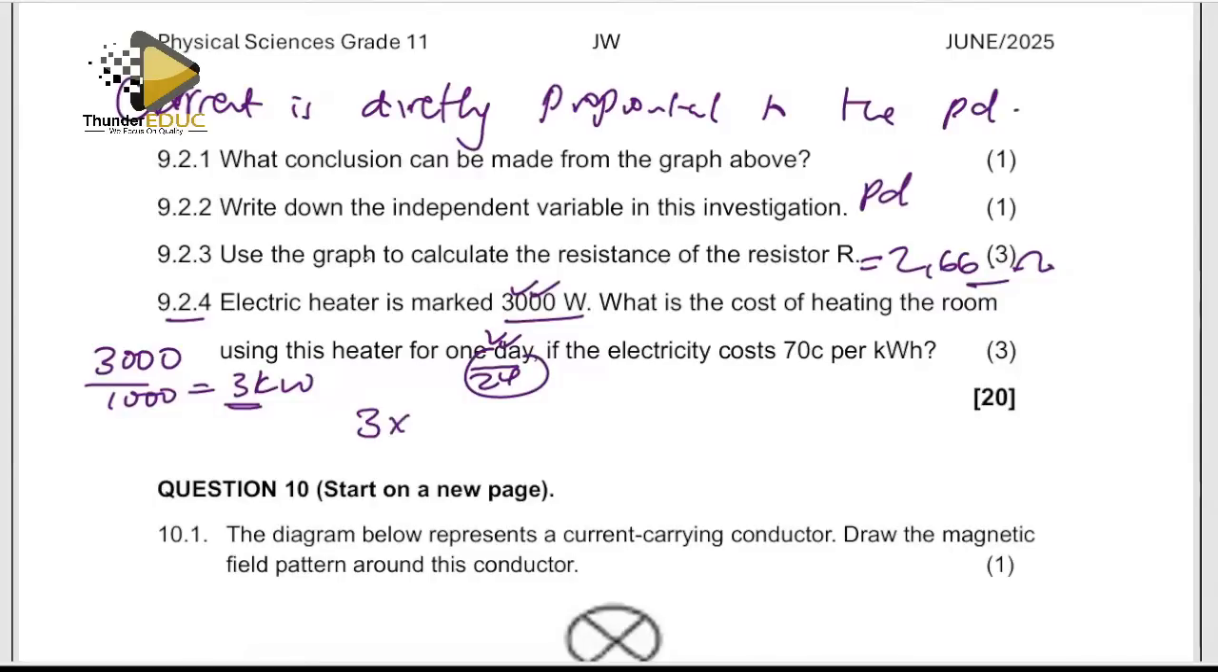So it's going to be 3 times 24 and then multiplied by 70 cents, which is 0,7. That must give us 50 rand and 40 cents.